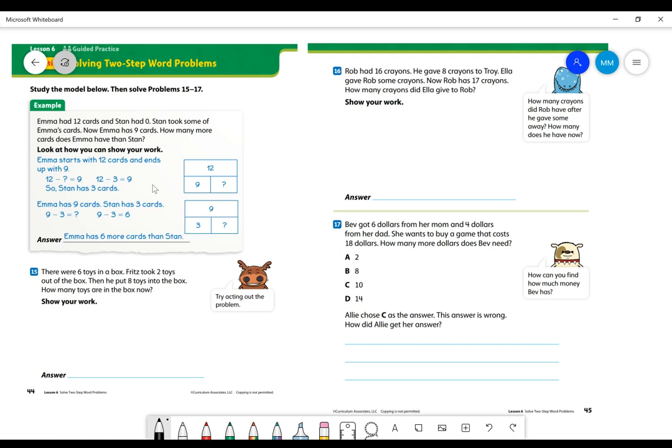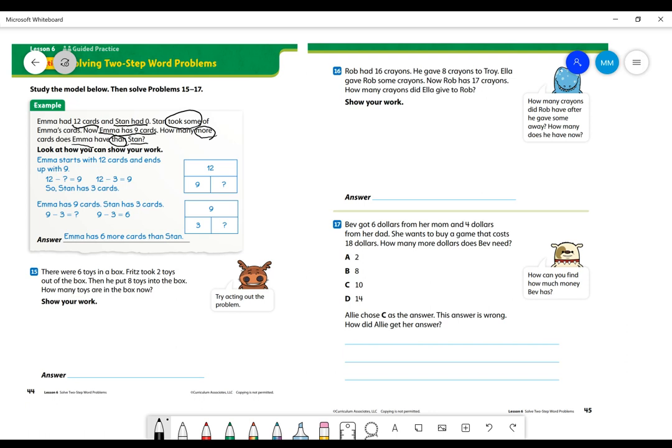All right, so I'm going to go back and read it because Miss Mason's a little confused. So I think I need to read it a second time to understand it a little better. All right, Emma had 12 cards. So I'm going to underline 12 cards. And Stan had 0. Stan took some of Emma's cards. Now Emma has 9 cards. How many more cards does Emma have than Stan?